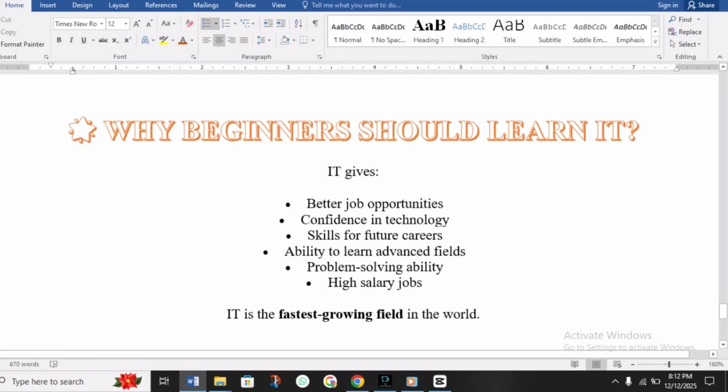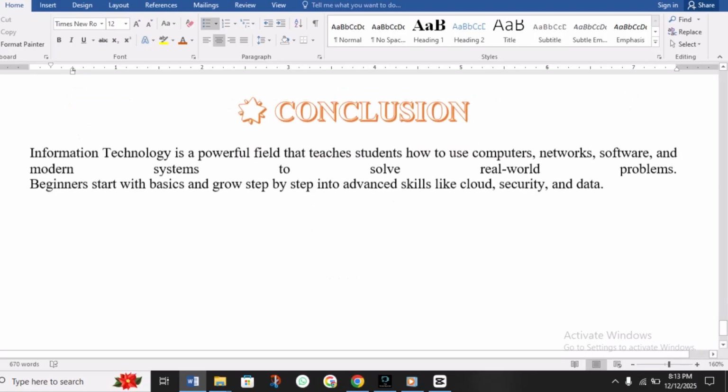Why should beginners learn it? It gives better job opportunities, confidence in technology, skills for future careers, ability to learn advanced fields, problem solving abilities, high salary jobs. IT is the fastest growing field in the world.